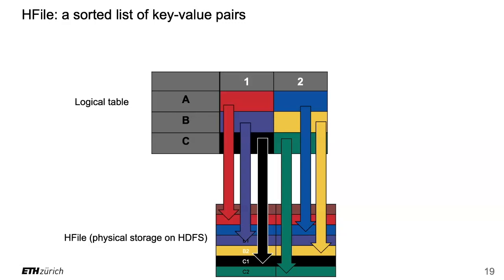Here it's the same idea. You store them physically as these key values in the H files, but on the logical level, your view on that is as represented there. Does it make sense?